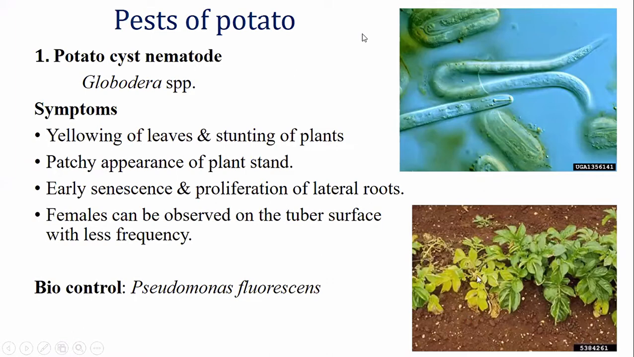plant leaves become yellowing, with stunting of leaves. In this image you can see yellowing of leaves due to the cyst nematode. In the field, a patchy appearance can be seen, and also early senescence starts because of the cyst nematode infection, and it proliferates the lateral roots. Females can be observed on the tuber surface with less frequency. Potato cyst nematode can be controlled by using Pseudomonas fluorescens.